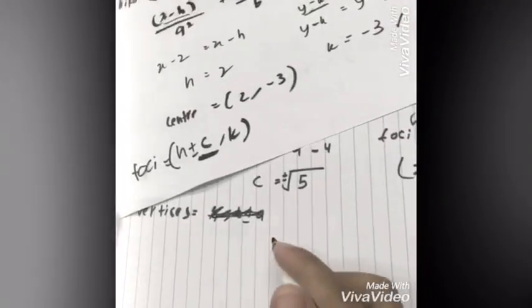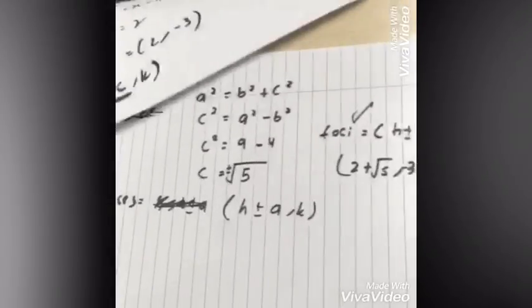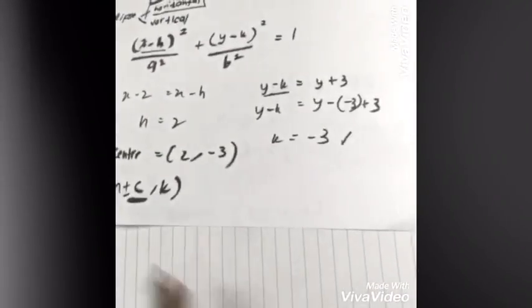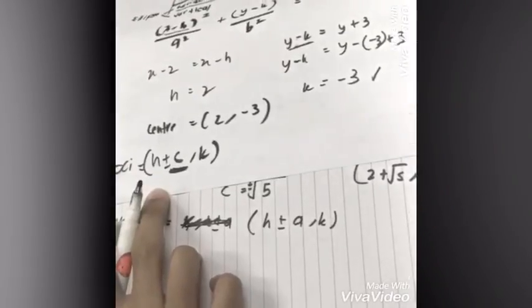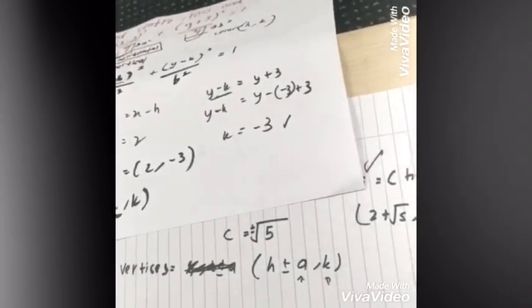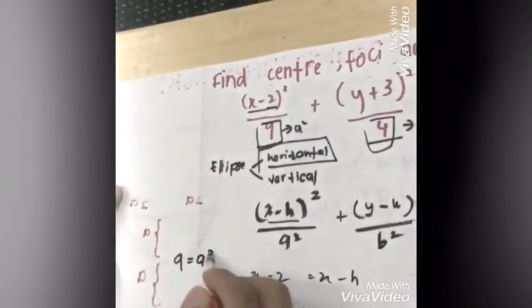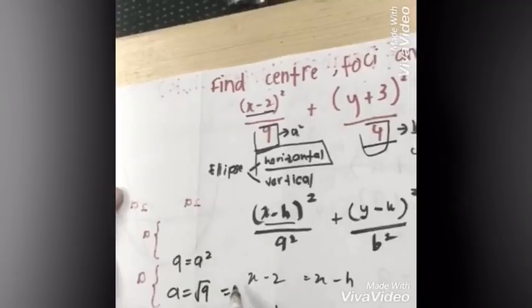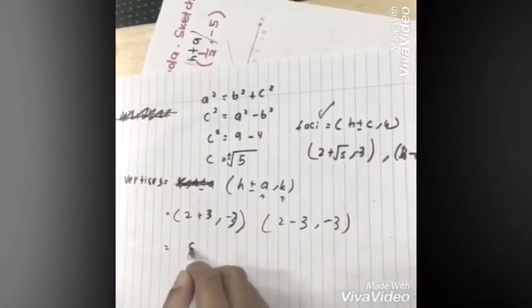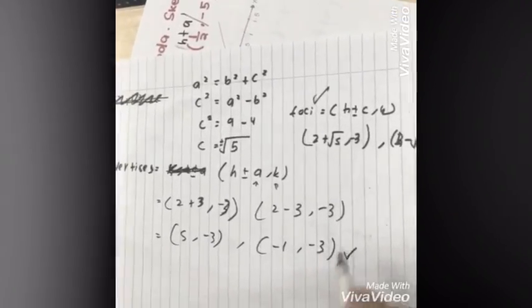Okay, vertices equal to h plus minus a, k. We already know the value of h from the other equation, and we already know a and k, so we just put it. So h, we know the value for h equal to 2, plus minus a. This is a squared, so a squared equal to 9, so a equal to plus minus 3. So 5, negative 3 and negative 1, negative 3. Okay, so we are done.